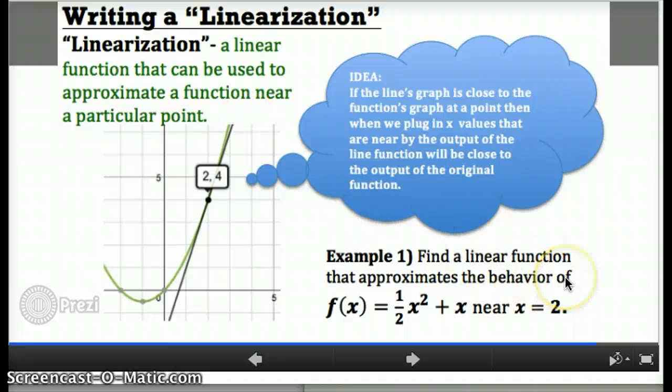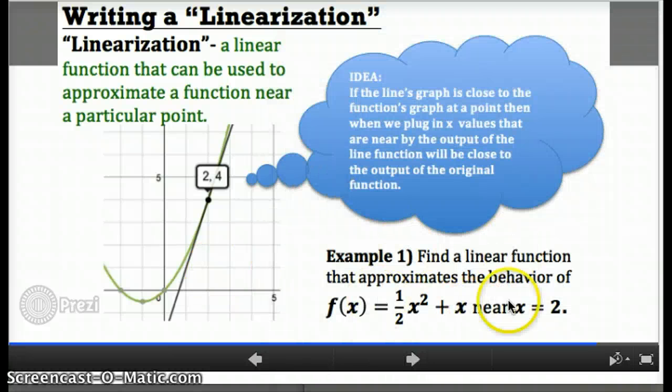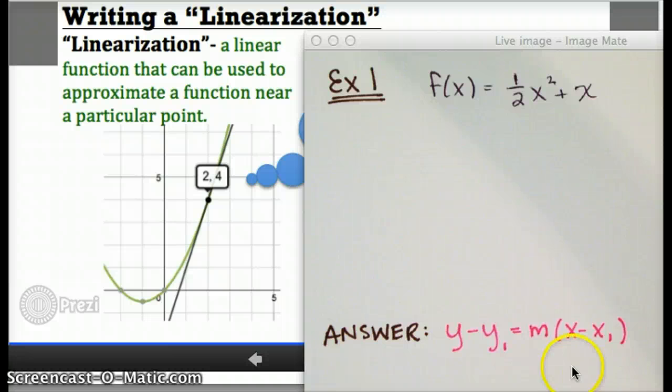Let's do an example. Example 1 says, find a linear function that approximates the behavior of this parabola near x equals 2. So we've got this function. What is my answer going to look like? Again, read the question if you need to. Exactly, my answer is going to be a linear equation, which I've just put in point-slope form.